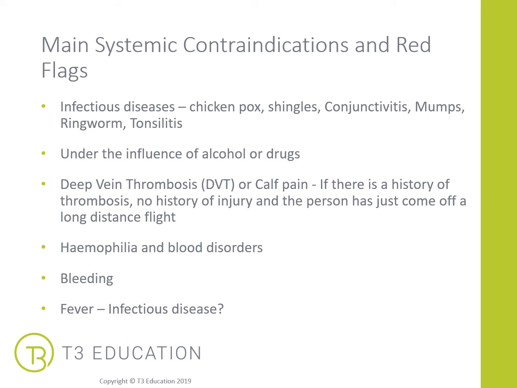The next is haemophilia and blood disorders. So haemophilia is where there's no clotting of the blood, and we've gone through this a lot more in the anatomy and physiology slides. But if there's no clotting, then in terms of healing time, that can take a lot longer, and we don't want to be affecting any healing in terms of what we're doing in massage. So it's a completely systemic contraindication. Bleeding. Very straightforward. If someone is bleeding, something has happened, they need to get some medical attention.